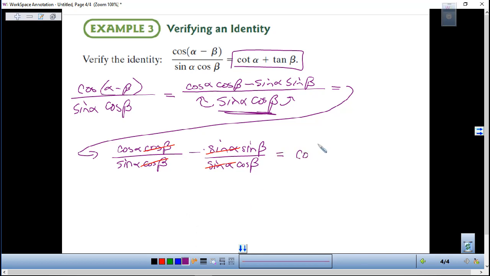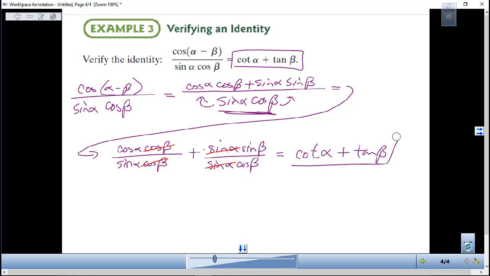So we end up with cotangent alpha minus, plus, that's a plus right here. That's a plus right there. We got that sign. And tangent beta. That's not an answer. The answer is, does it verify? And check mark, yes, it does verify.